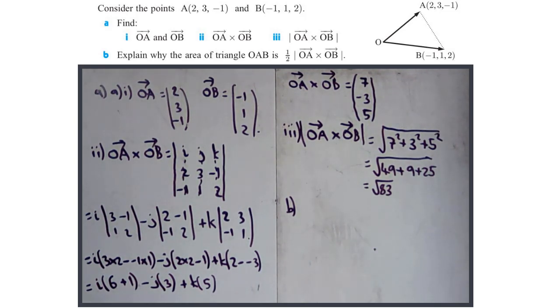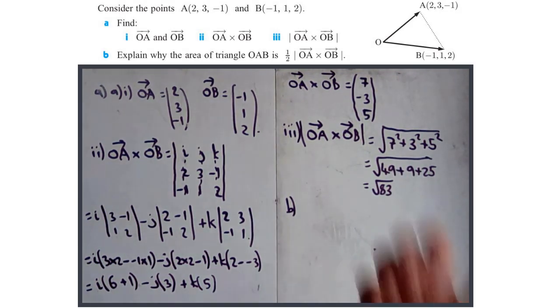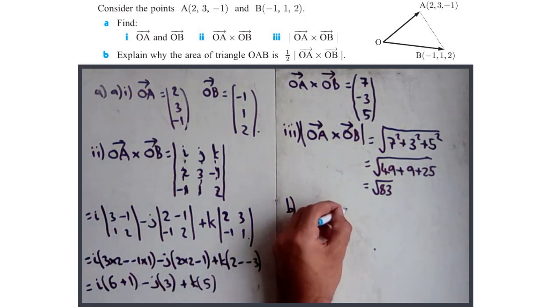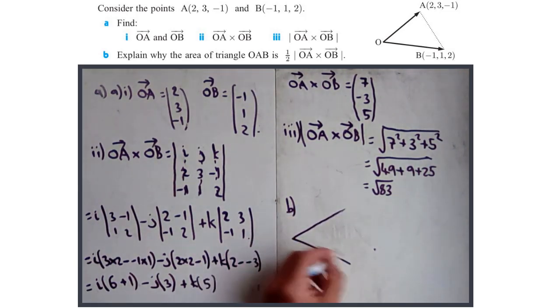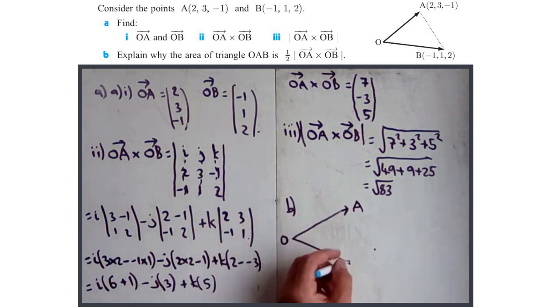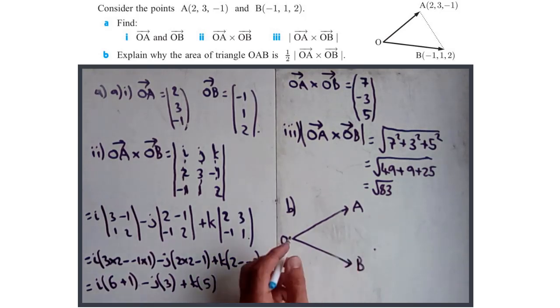So basically what I'm trying to get at is this is a standard result. Half of the magnitude of the cross product of two vectors will give you the area of the triangle formed if they both started from the same point. But to explain that, we're just going to draw a little diagram. So if we've got O, can be here, they both start from O, so this can be A. A can be over there, and there's B.